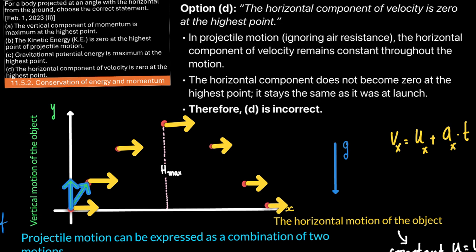The horizontal component does not become 0 at the highest point. Instead, what becomes 0 here is the vertical component. The horizontal component stays the same as it was at the launch. Therefore, D is also incorrect. So we have the correct option to be option C. Okay, so let me just take one more second to explain this one.